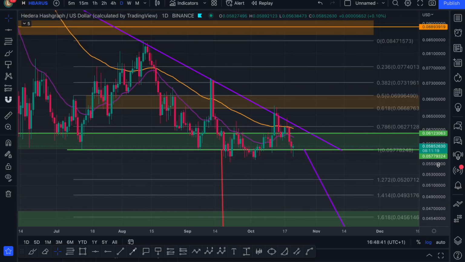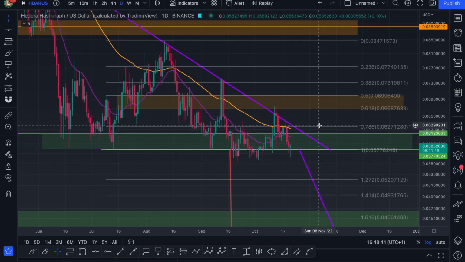But knowing we're in a much larger downtrend, bullish patterns tend to maybe just work in the short term.